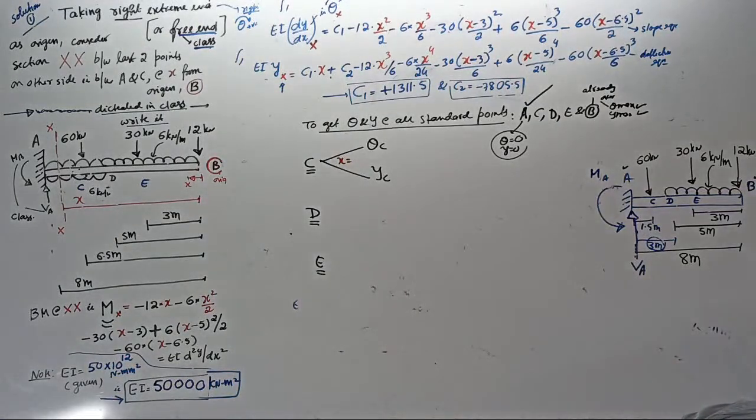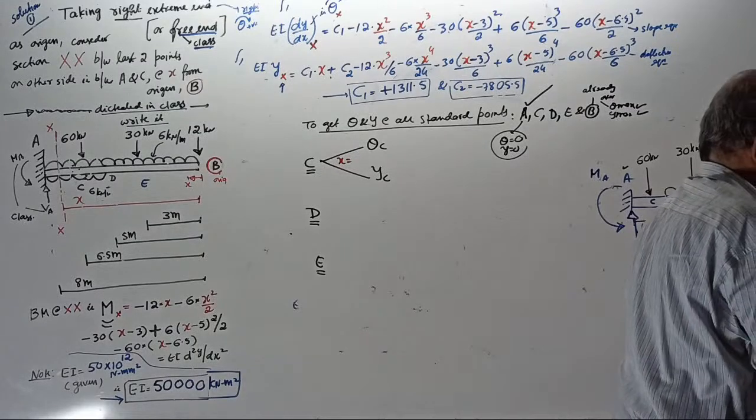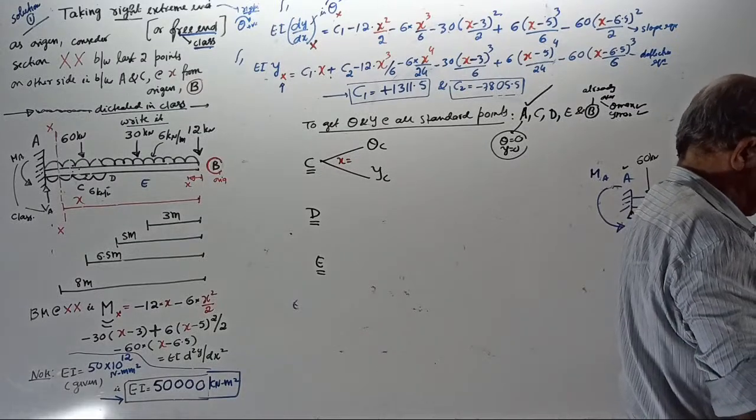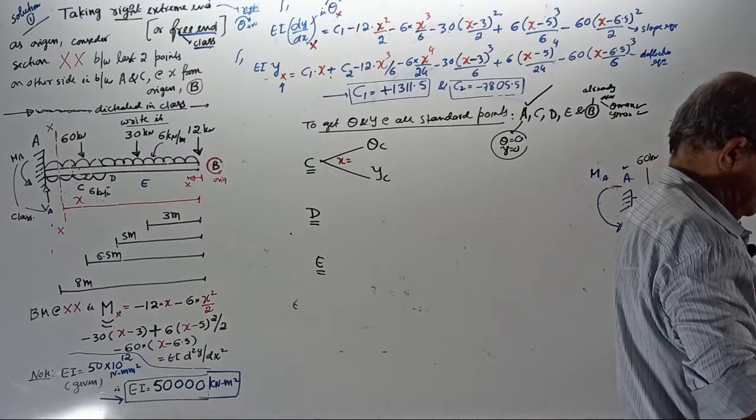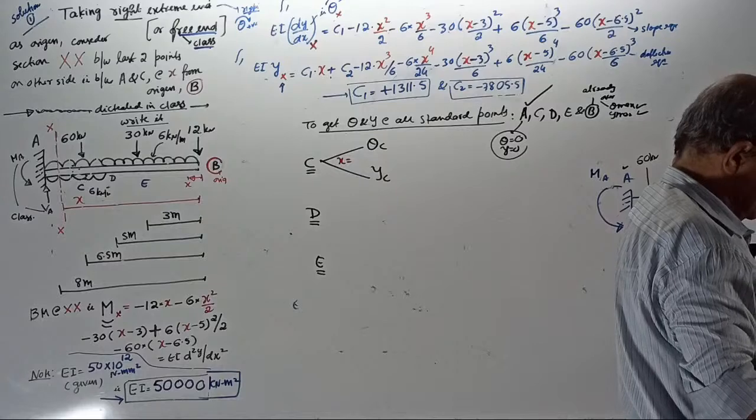To decide what x value you have to substitute. This much time to decide the x value for the point C. You are wasting time, see. Usual problem. Unnecessary wasting my time. I don't know what is the problem here. This much I have to wait for an x value.